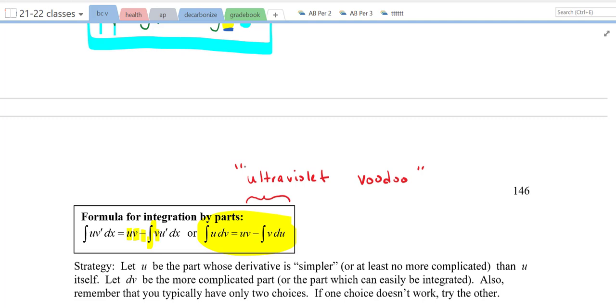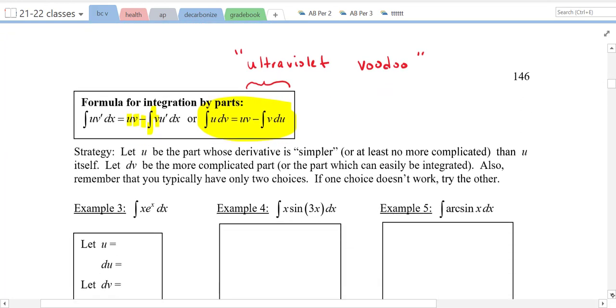So when you do these questions where there's two things multiplied together, your strategy here becomes you need to write one part as u and the other part as dv. So let u be the part whose derivative is the simpler part. It's something that you can easily differentiate. And then dv is really the more complicated part, or the stuff that is easily integratable. And once again, there's only two choices here, so really it's 50-50. If one method doesn't work, then you try the other one, okay?